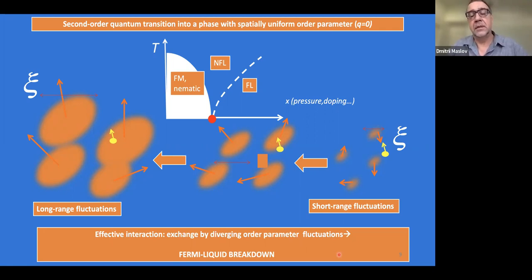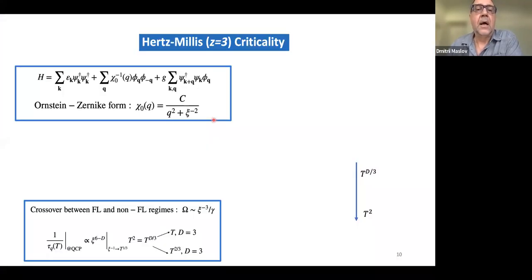So if I talk about ferromagnets, what happens is that on the right of the screen we're far away from the quantum critical point. The correlation length is short, on the order of the interaction distance. As we start to tune our system towards this red dot, which is the quantum critical point, the correlation length increases, and finally formally diverges at the quantum critical point. The scenario which I just described here is known as Hertz-Millis z equal to 3 criticality.